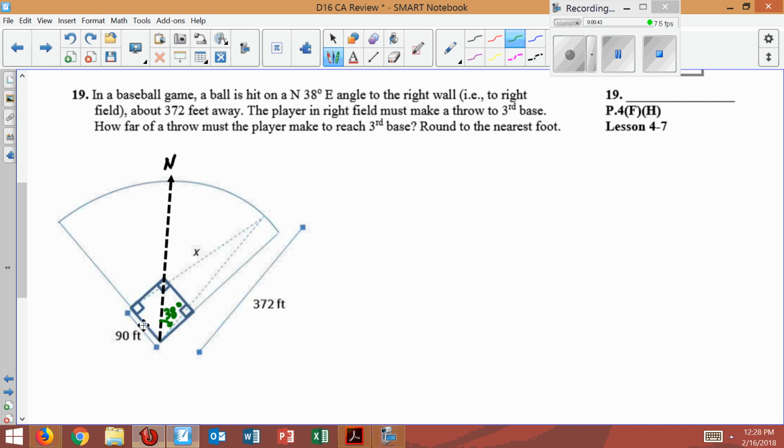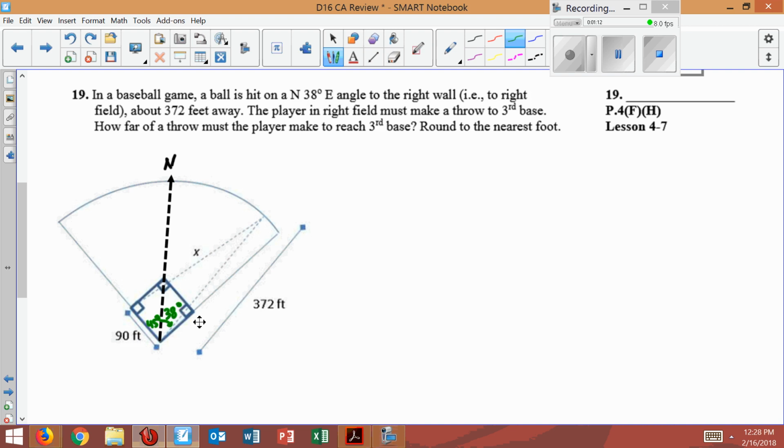Now, because this is a square, each one of these is 90. If this is 38 to where the ball's hit, this side right here is split between first and third, so this is 45 degrees. That will come into play in a second. I have a 90-degree angle going to second base, but it's not a 90-degree angle going to the right field wall, unfortunately.